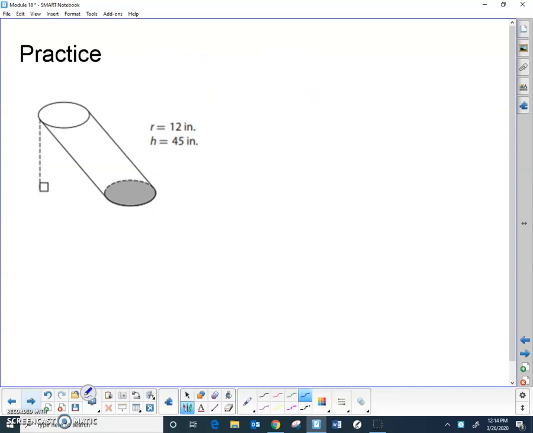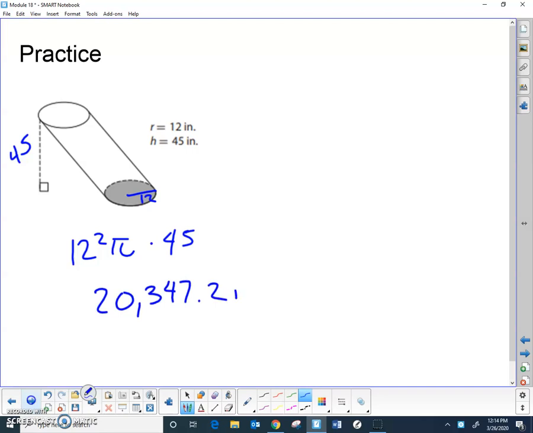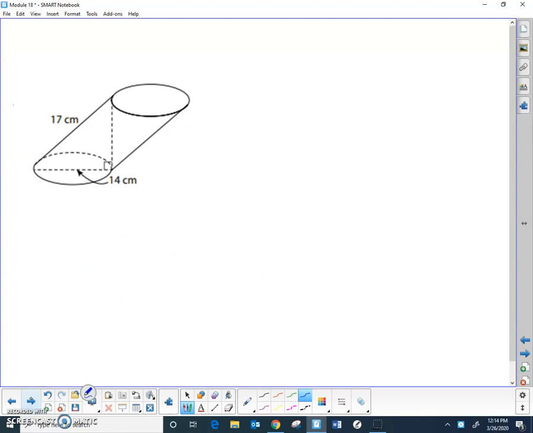We need the area of our base. We're given the radius is 12. So 12 squared times pi, and our height, they give us as 45. If we calculate that, we get 20,347.2 cubic inches.